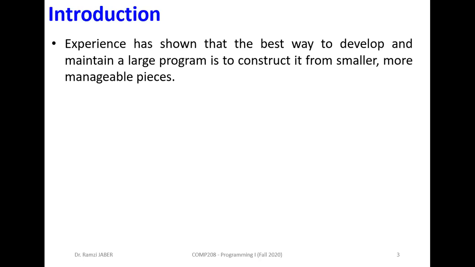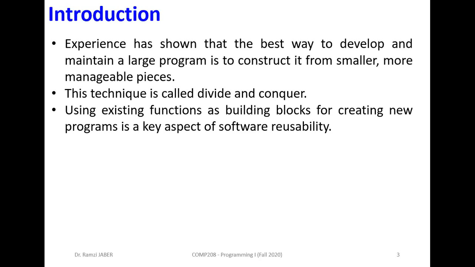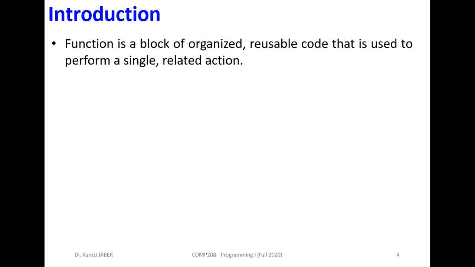So the best way to do it is by function. This technique is called divide and conquer. Using existing functions as building blocks for creating new programs is a key to software reusability. So in summary, function is a block of organized reusable code for repetition code that is used to perform a single related action. We'll see how, of course.